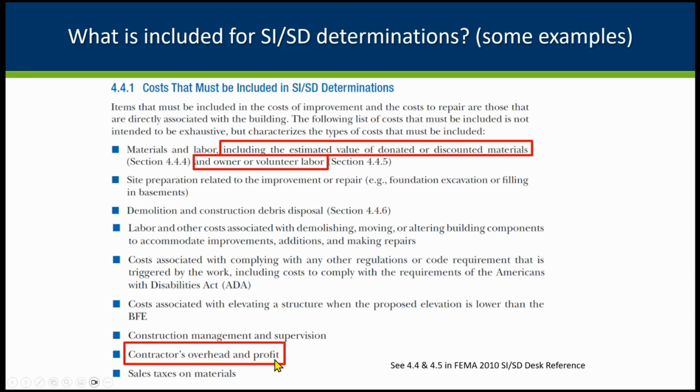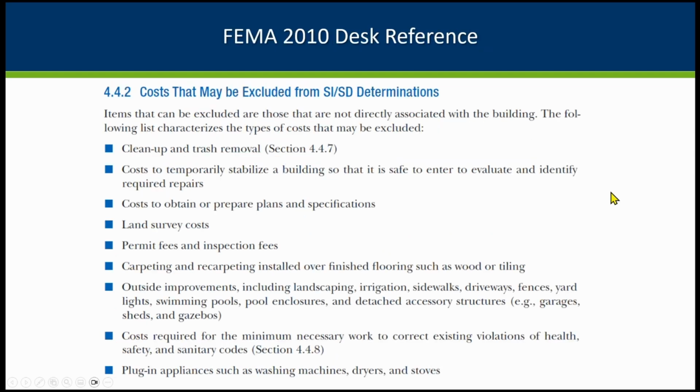Another one is they specifically note that it should include typical contractors' overhead and profits. Again, you can be looking at this desk reference, and if people want to argue about what gets included, show them these pages. Hey, this is what FEMA says we have to include and what we can exclude. Things that can be excluded would be survey costs, permit fees, the cleanup and trash removal, some of these kinds of things.